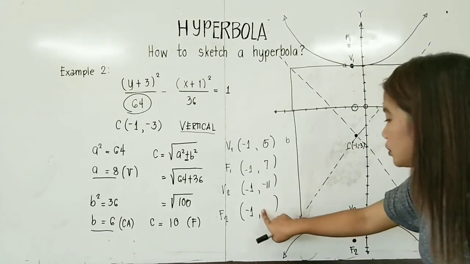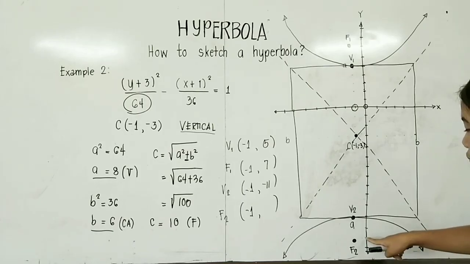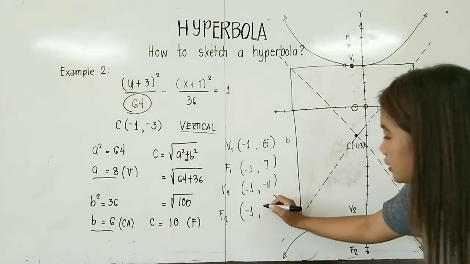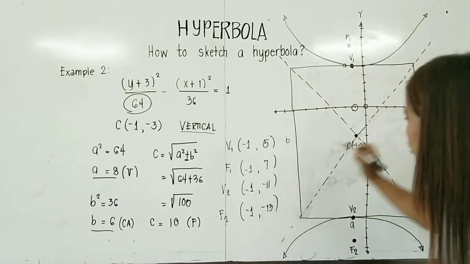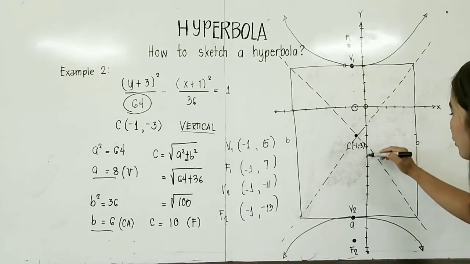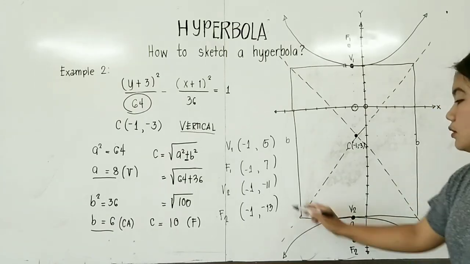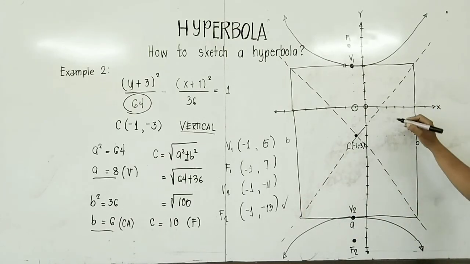And for our focus 2, because this is just 2 units from our vertex 2, we will just add 2. This is -13. So let's check. -1, 2, 3, 4, 5, 6, 7, 8, 9, 10, 11, 12, 13. So that is correct. And lastly, we will label it.